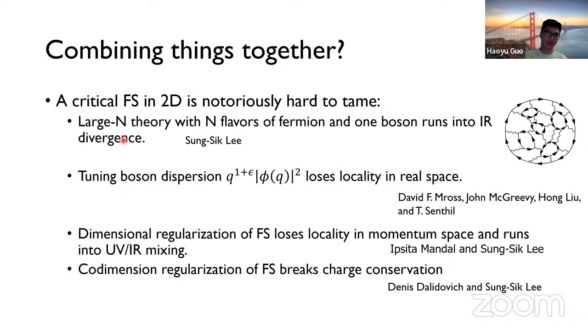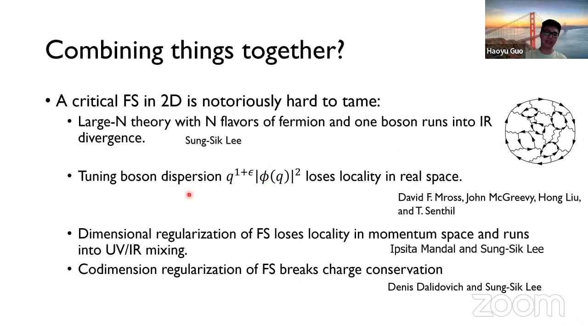So here I've listed some previous attempts. The earlier attempt was to just do a large N expansion for the problem, where you suppose there are N flavors of fermion and one flavor of boson, and it was pointed out by Sung-Sik Lee that this theory has an IR divergence. So to actually sum this theory, you need to sum all the planar Feynman diagrams, which to me seems like doing string theory, which is very hard.